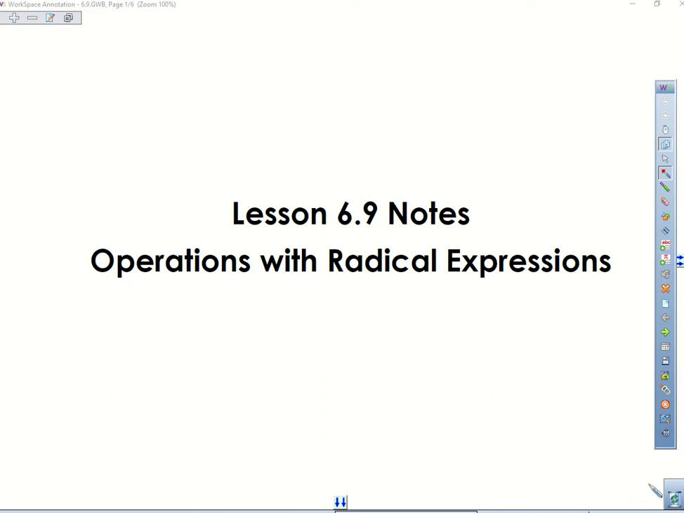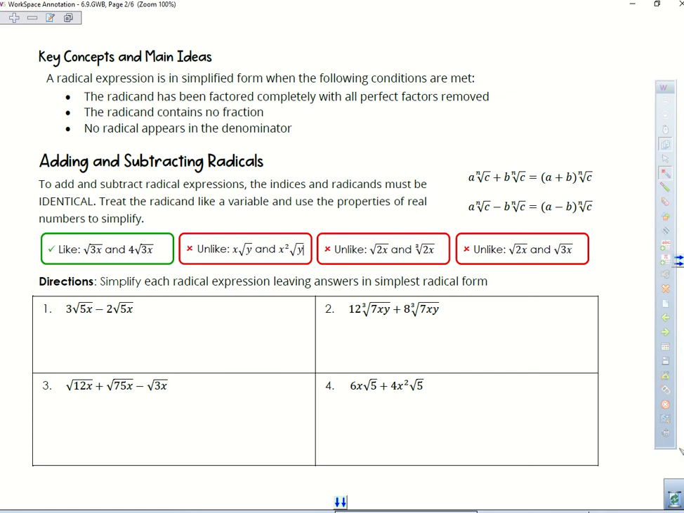Alright everyone, so today we're going to be doing 6.9, which is operations with radical expressions. Our key concepts and main ideas today are that a radical expression is in simplified form when the following conditions are met. The radicand has been factored completely with all perfect factors removed. The radicand contains no fraction, and no radical appears in the denominator. So we learned about the first one yesterday. Now we're going to add in some operations that we can do on the radicals.